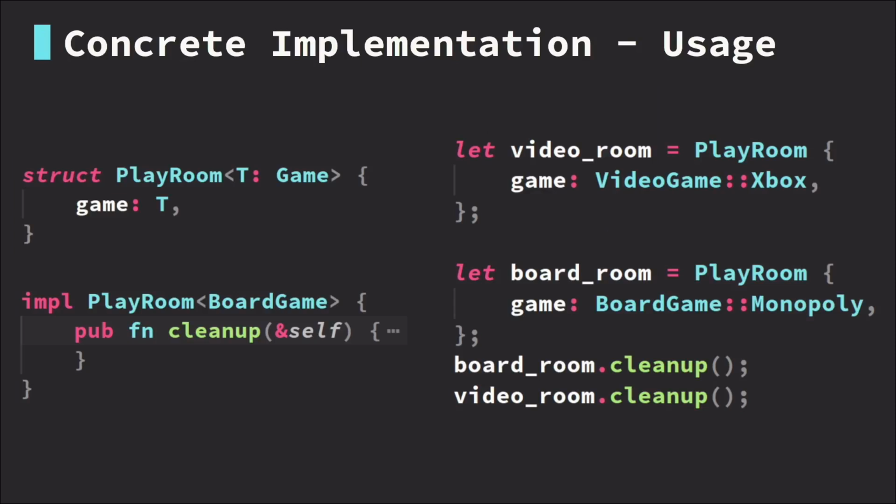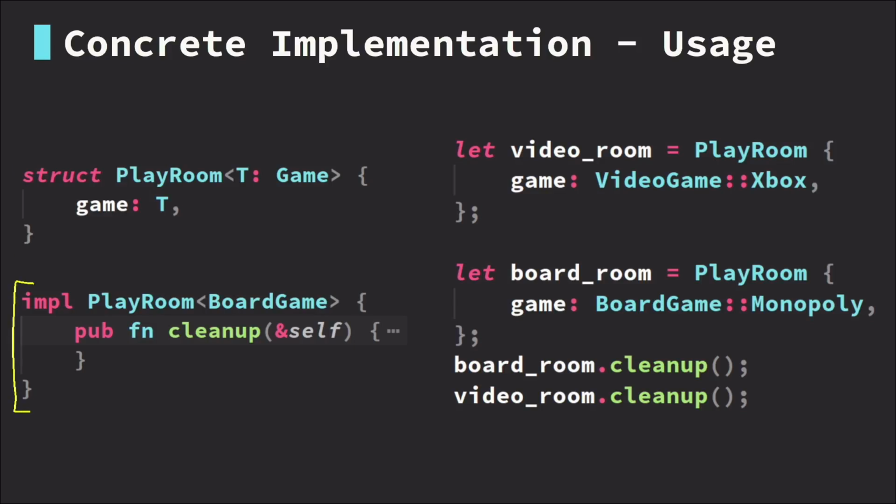Next, we have a generic structure named playroom, which is generic over any data that implements the game trait. The field in the playroom structure is just named game, which is a type T that can be any type of game.